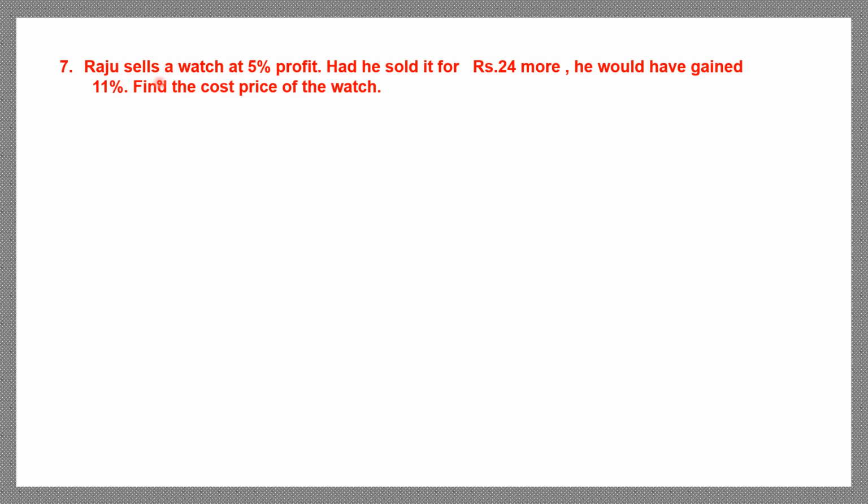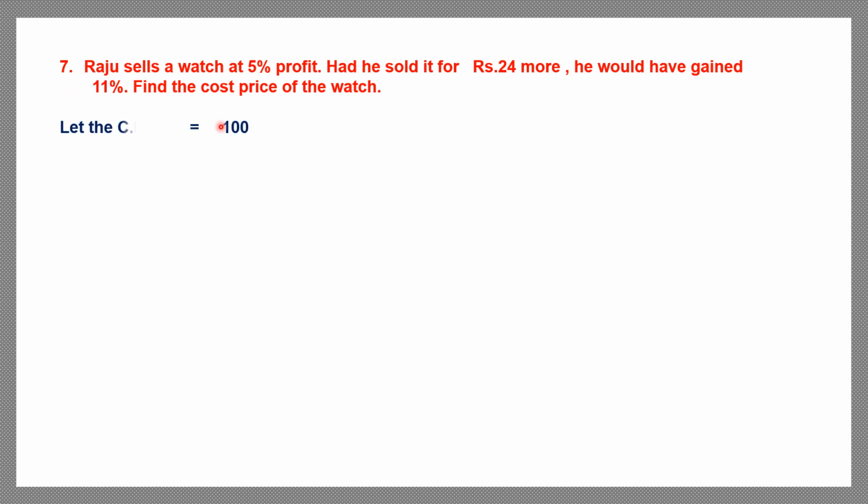Question 7. Raju sells a watch at 5% profit. Had he sold it for 24 rupees more, he would have gained 11%. Find the cost price of the watch. So we don't know what the cost price of the watch is. We only know that he sold it at a profit and he wishes to sell it for a bigger price. Then this is a profit he would have got.